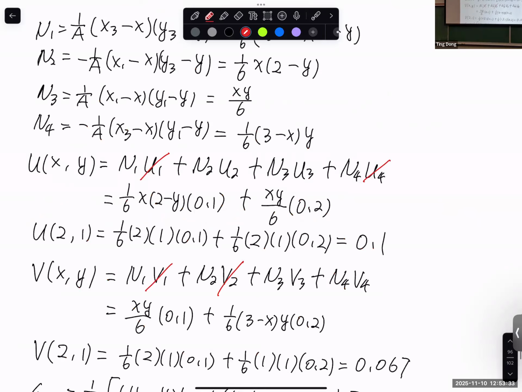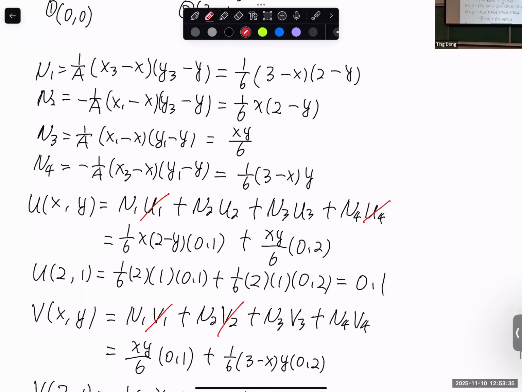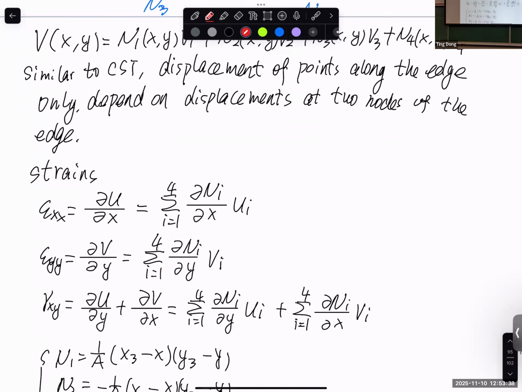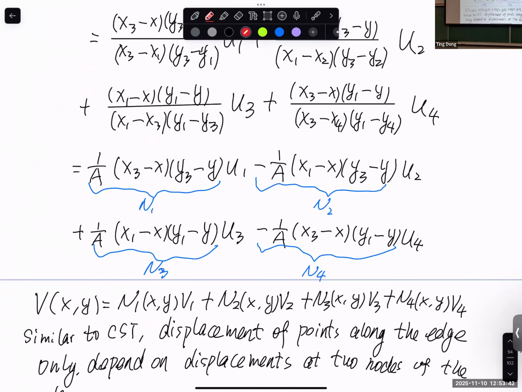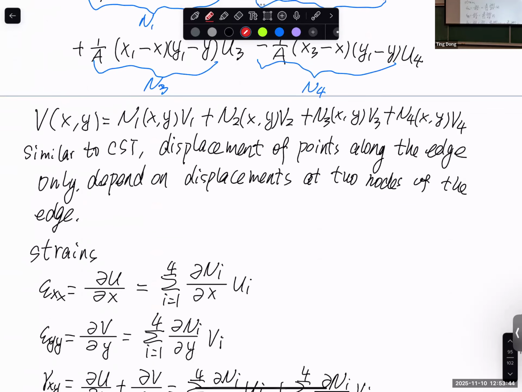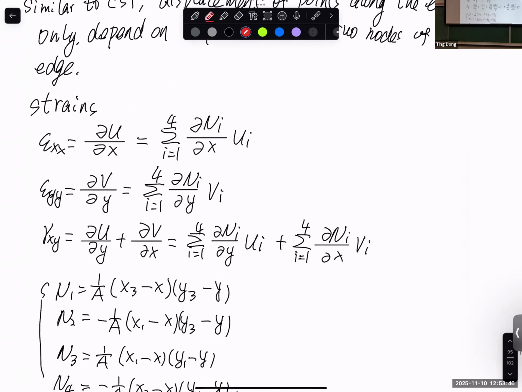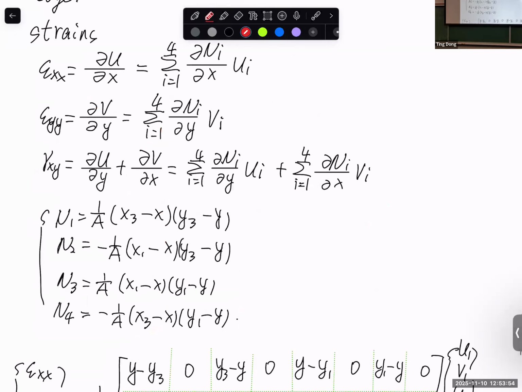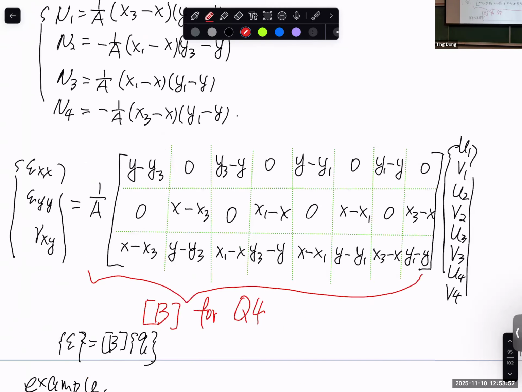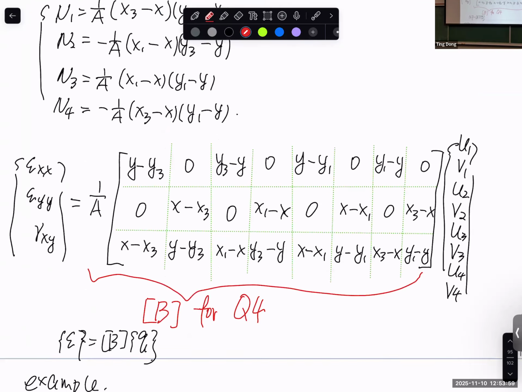So let's continue. In the previous class, we talked about interpolation. We talked about how to get the U and V displacement in X and Y if we know the nodal degrees of freedom. Basically, we derived the shape function and interpolation function. And based on the definition of strain, for the plane stress situation, we have 3 strains: normal strain X, normal strain Y, and a shear strain. And we derived how to calculate the strain for plane stress.